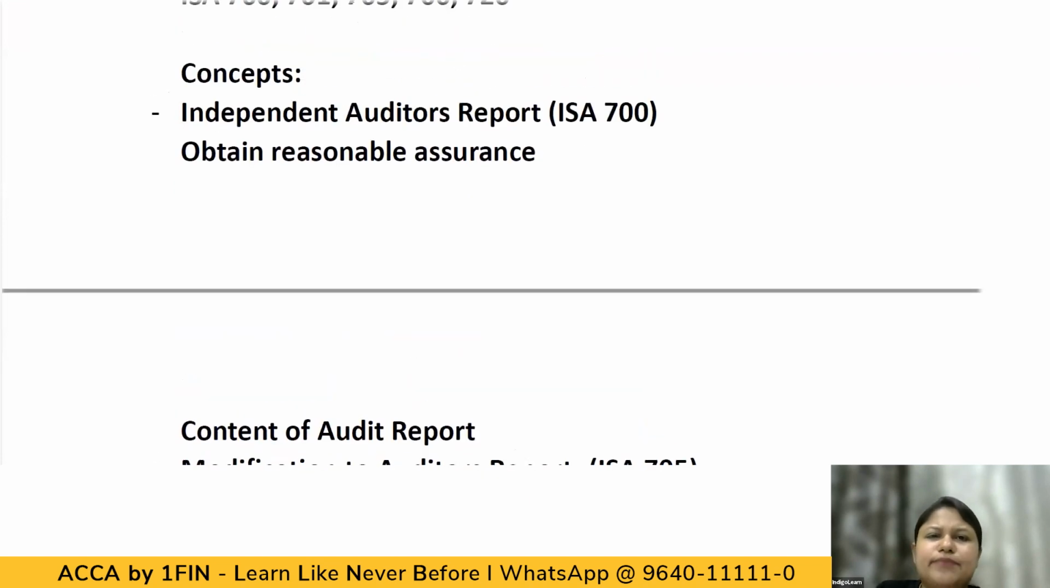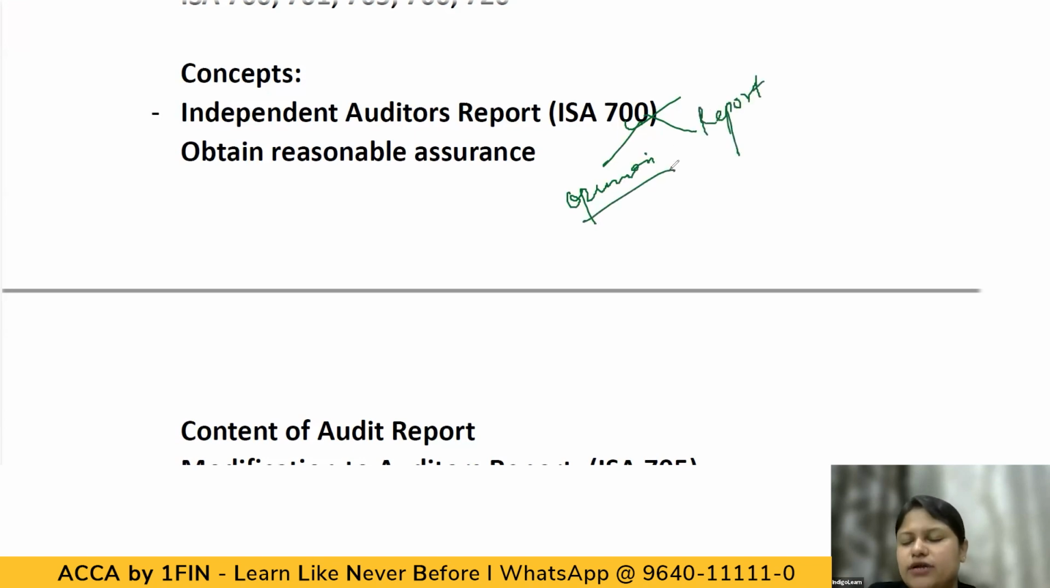First you have the independent auditor's report that you prepare from ISA 700. The very name says, forming an opinion and reporting on the financial statements. So this standard talks about two things. You first form the opinion and then you prepare the report. So it is going to talk about how you draft the opinion.